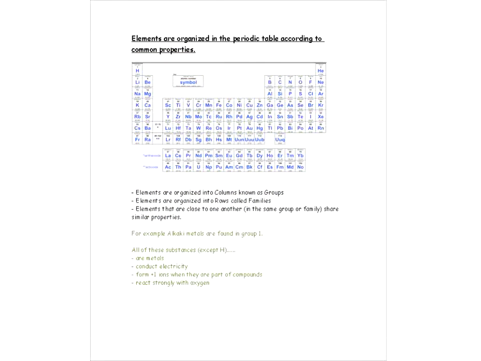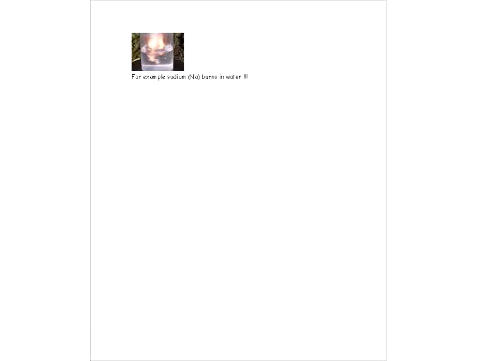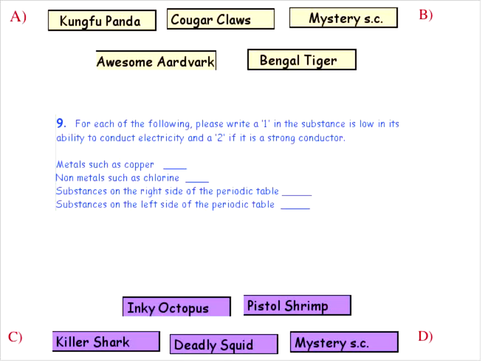Again, we looked at how elements are organized into columns or groups, and rows also known as families, and the closer they are beside each other, the more similar their properties are. So we had a question here, and this one I didn't really go into depth before. The question says, put a 1 if it's low in its ability to conduct electricity, 2 if it's a strong conductor. Okay? So 1 for a poor conductor. Is copper a poor conductor? No. So it's not a 1. Is a nonmetal like chlorine a poor conductor? Yes. So we put a 1.